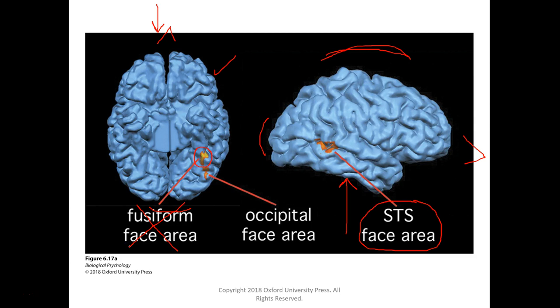it would lead to a very specific disorder known as prosopagnosia, the inability to recognize faces. So these individuals perceive a face, but they can't recognize who that person really is. And sometimes that happens even to themselves when they're looking in the mirror. So in addition, the occipital face area and the STS face area are really important for facial recognition as well.